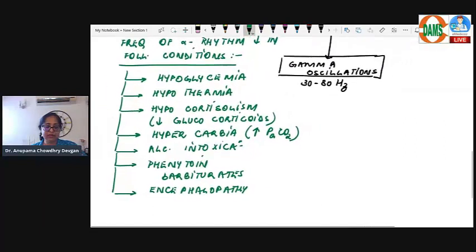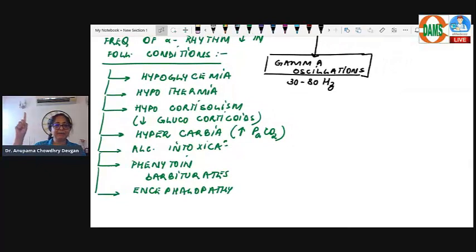Frequency of alpha rhythm decreases in which of the following conditions? Hypoglycemia, hypothermia, hypocortisolism, hypercarbia, also in alcohol intoxication, phenytoin, barbiturates, encephalopathies. Instead of getting 8 to 12 hertz activity when you are at rest, awake, eyes closed, mind wandering, you get a lower frequency activity.